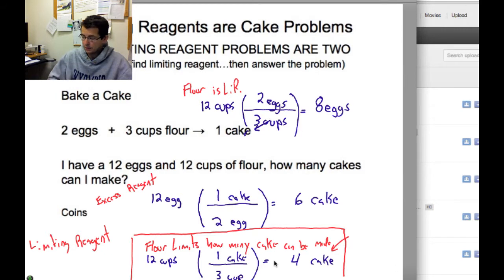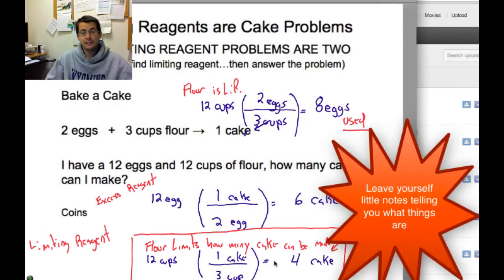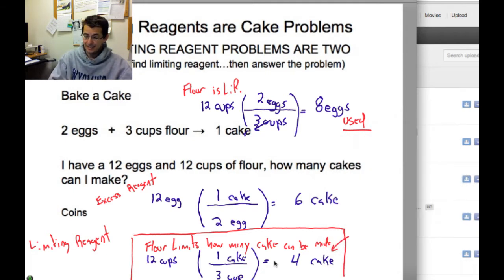Here's a trick. Write down what those 8 eggs are. 8 eggs are used. If we were asked how much was left, it's not 8 eggs. It's the 12 eggs you start with, minus the 8 eggs you use, which will equal 4 extra eggs.